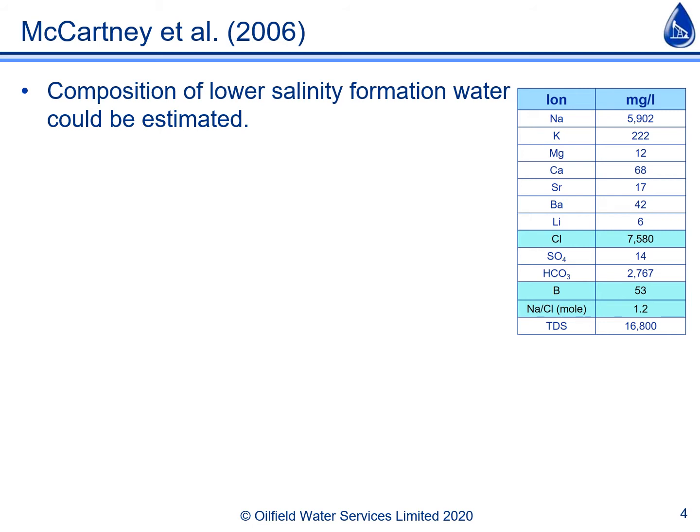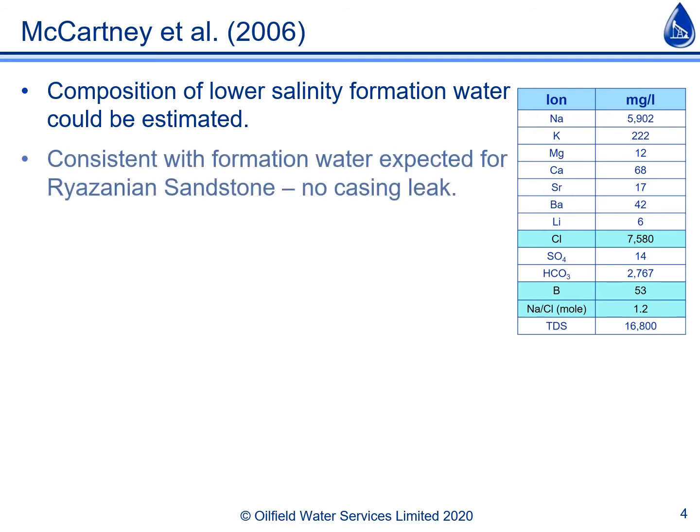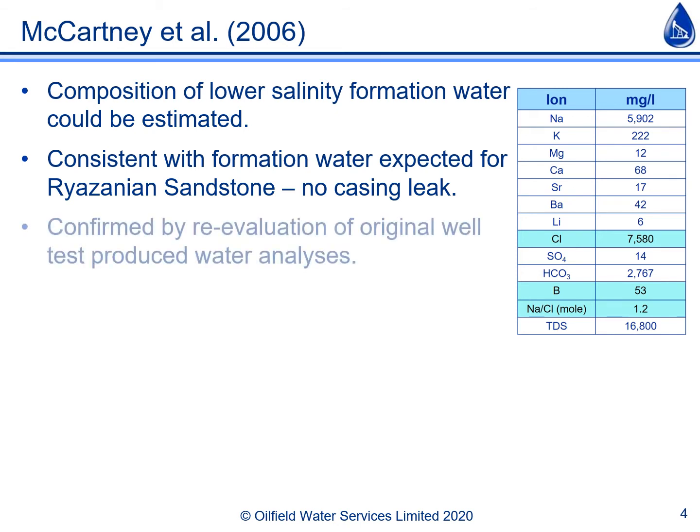It was concluded that the lower salinity water was formation water produced from the Ryazanian sandstone, and there was no casing leak in the well. This was because a re-evaluation of water sample compositions from the original well test 3 years earlier showed that this lower salinity water was also being produced immediately after perforation of the Ryazanian sandstone.